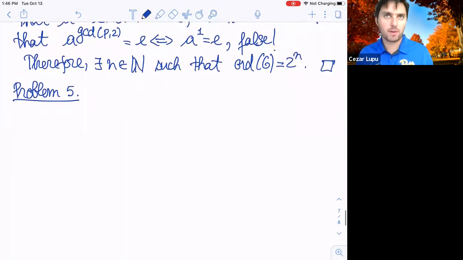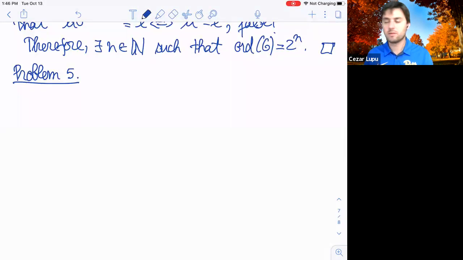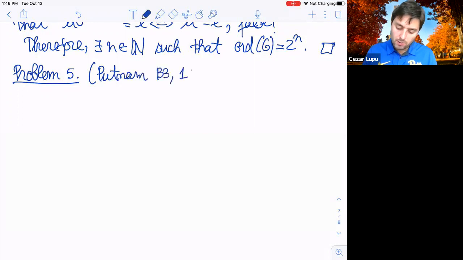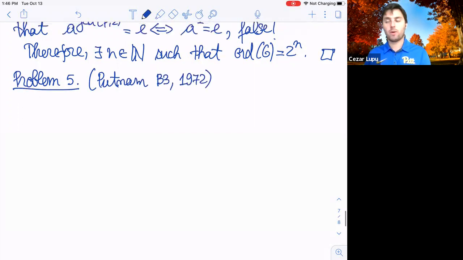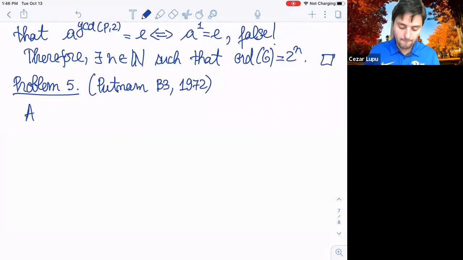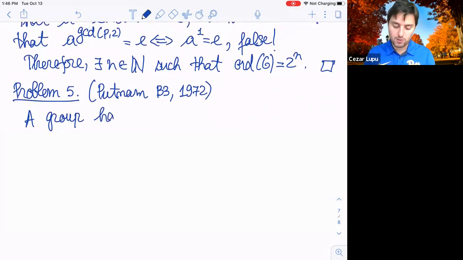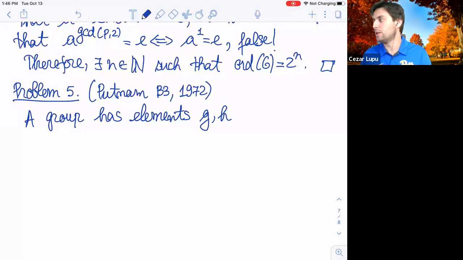I wanted to show you an application of Cauchy's theorem. I think that's important. This was a Putnam B3 in 1972, which says the following. A group has elements G and H. So this time it is G and H, not A and B. These G and H satisfy the following laws.